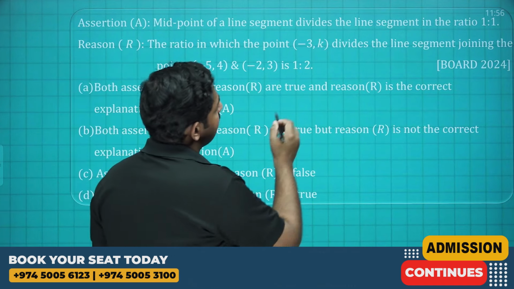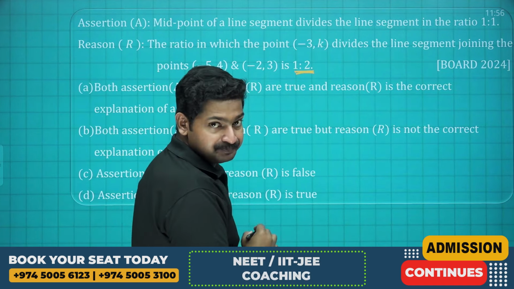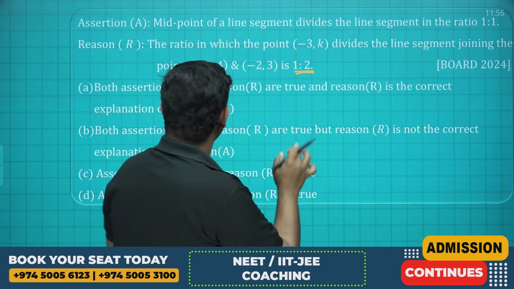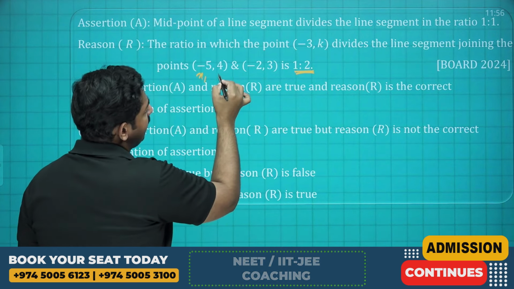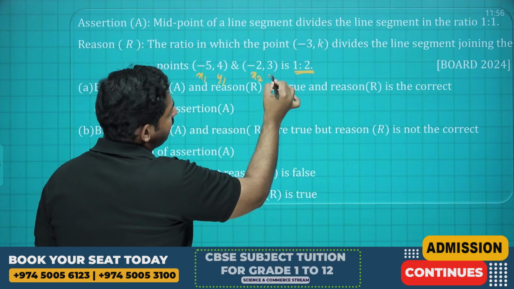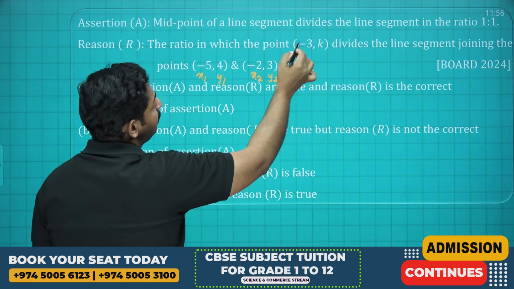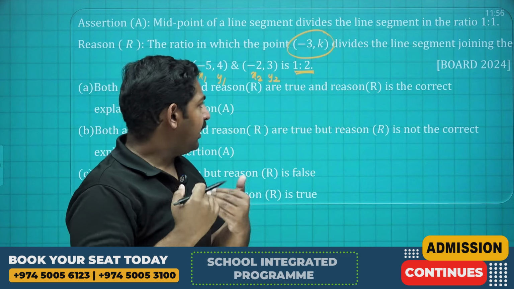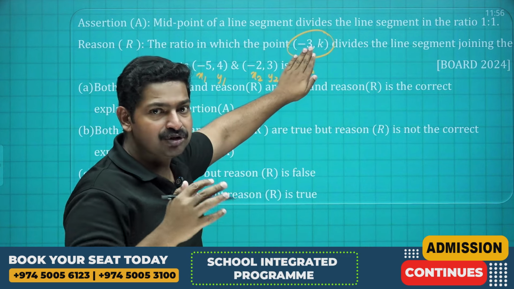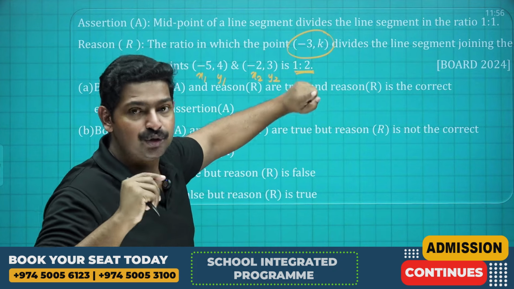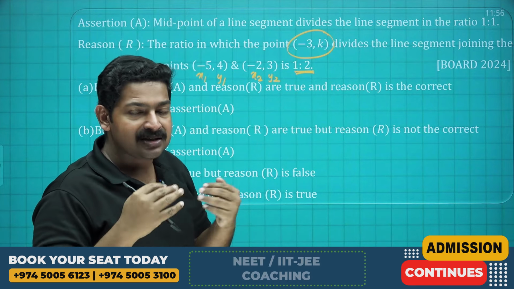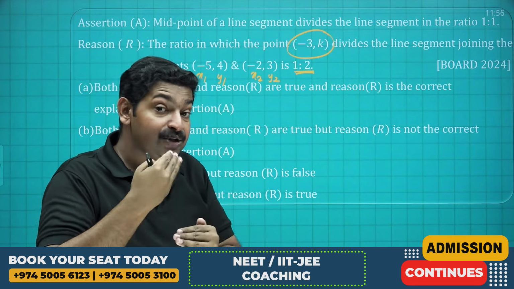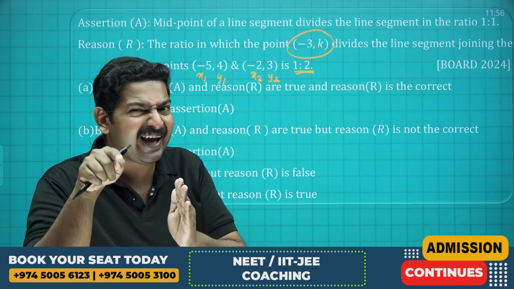So here the ratio is given as 1:2, correct? The ratio is given as 1:2 and the 2 points are given. They can be taken as x1 y1 and x2 y2. And the point of division is given as -3 comma k. So usually we check whether this is the correct ratio or not. Consider that the ratio is not given. If the ratio is not given, we will be taking the ratio as k:1.